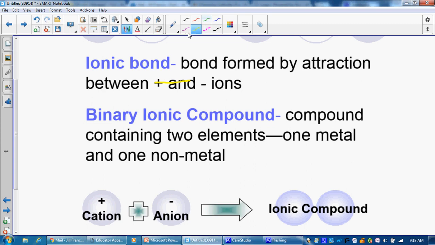Ooh, I need a highlighter here. That's what causes the bond, the positive and the negative ions. Binary means two. So bi means two, so that means we're going to have, again, one metal and one non-metal. So we have that cation again, that's positive. Remember, a T looks like a positive. So that's the cation, and then the anion is the negative. So that's what's going to give us that binary compound.